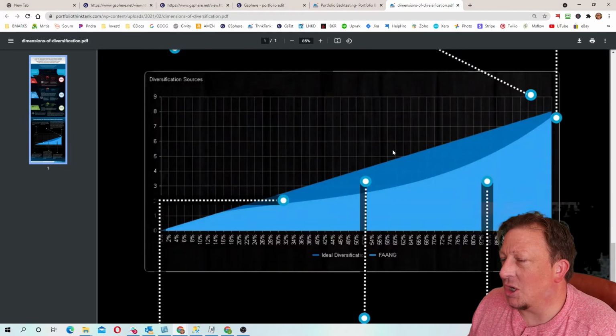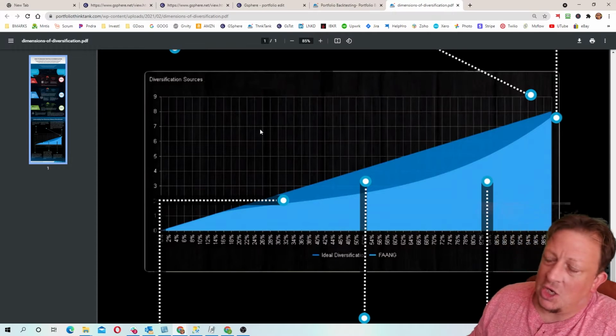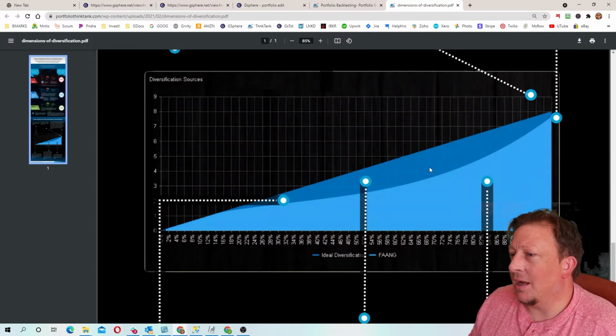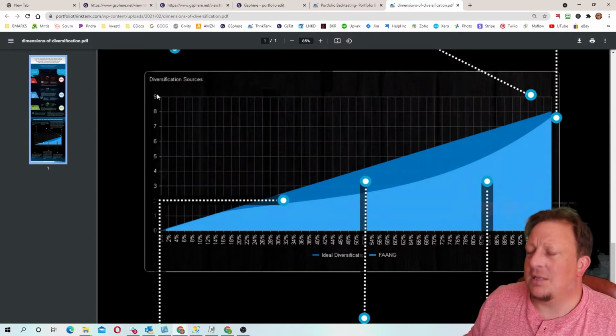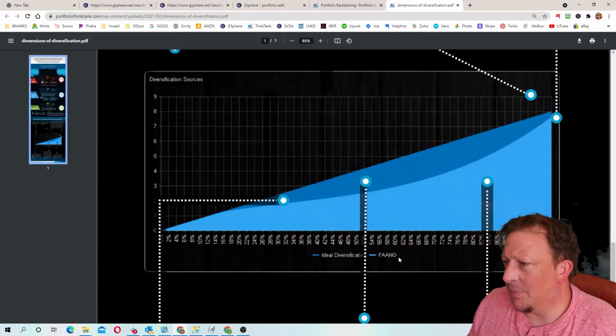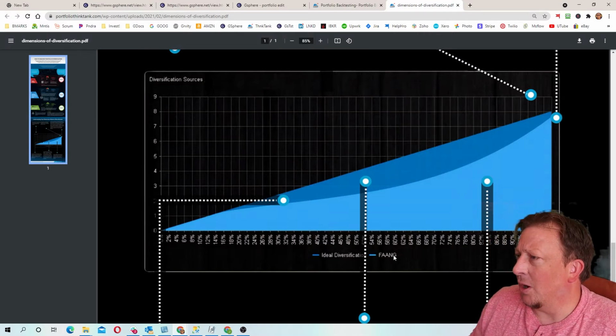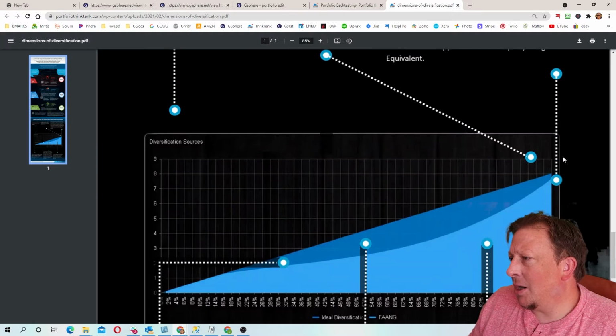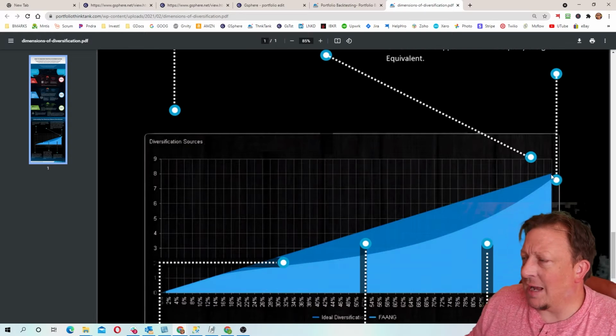This is a chart. We call it the diversification source chart. And this is not the example of the S&P 500. This is an example of like a FANG portfolio. Up here in the top right, this is equal to the number of assets that you have.